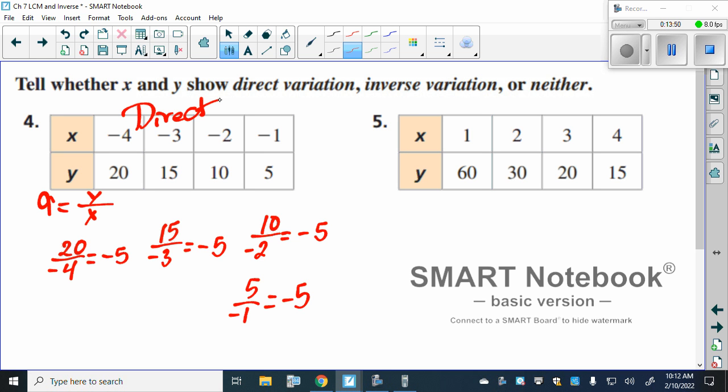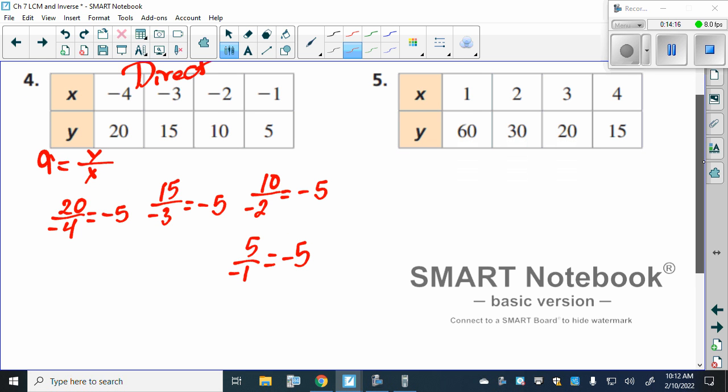So that tells us that this is direct. And if we actually look at the numbers, the x values are all going closer to 0, and 20, 15, 10, and 5 are also going closer to 0. They're both decreasing. Because if it's direct, they're going in the same direction. If one is increasing, the other is increasing. If one's decreasing, the other is decreasing as well. So that would be direct.